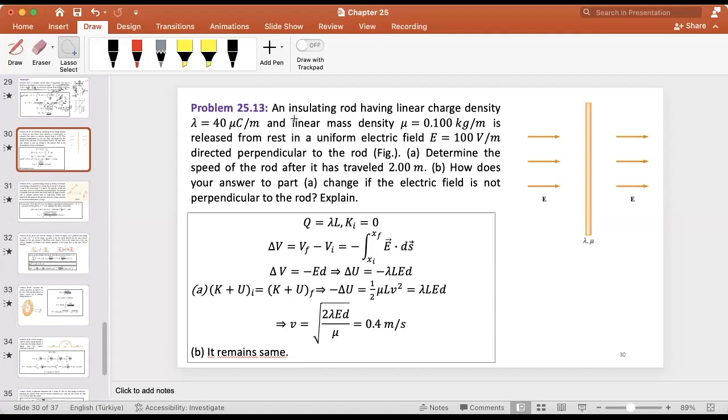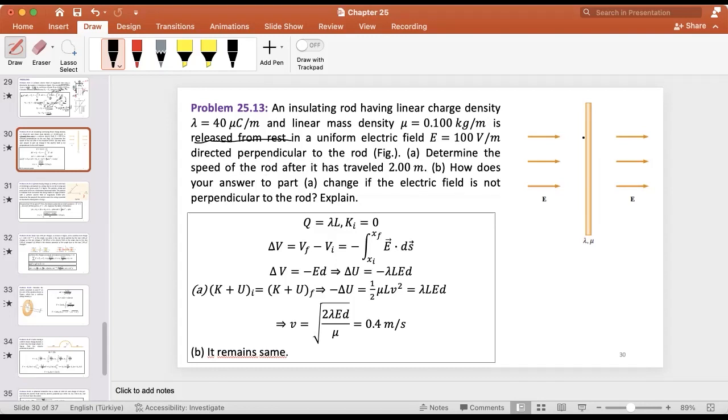Okay, look at this question. An insulating rod, a rod that is insulating, having linear charge density lambda and linear mass density, be careful, mass density, it's not charge density, is given. Okay, it starts from rest. This is my keyword. Be careful for this one. So it is quite important. And it gives an electrical field. The electrical field is perpendicular to this part. Okay, nice. And determine the speed of the rod after it has traveled 2 meters.